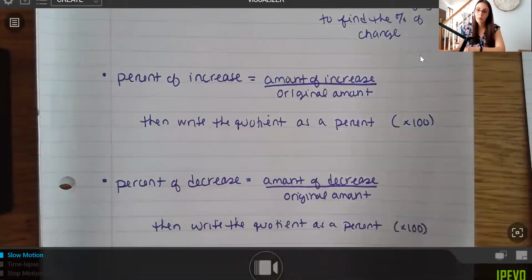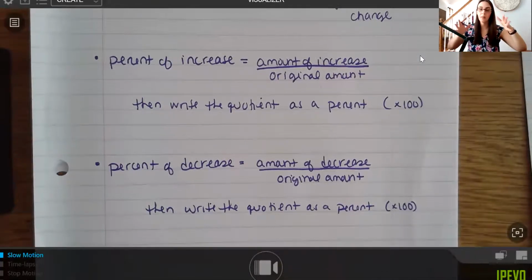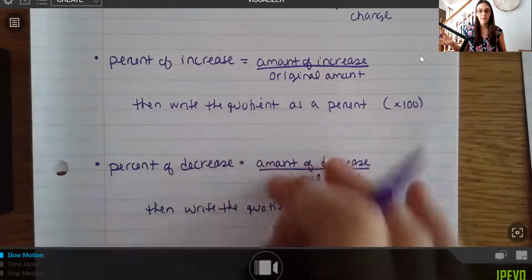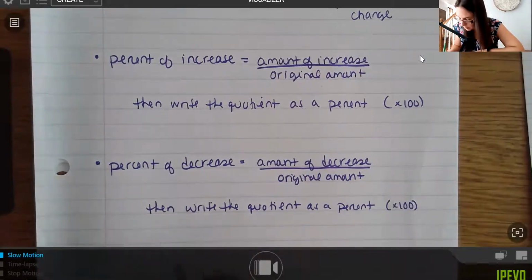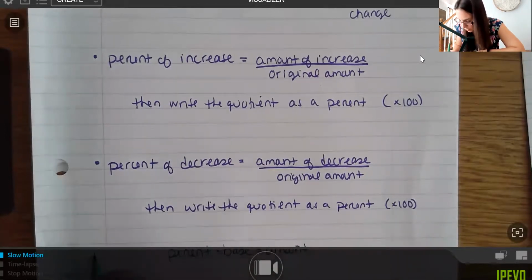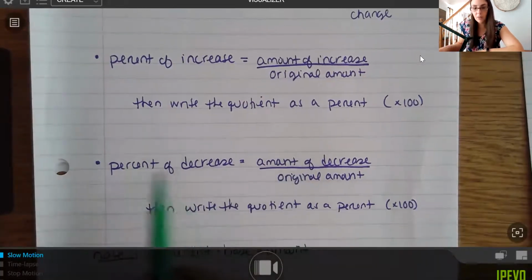Now, again, this is just one way to do it. You actually can still use that original formula that we have been using this whole time, that percent times base equals amount. It just kind of simplifies the process here. So let me show you that in green for a second. So percent times base equals amount. So what we did above here, notice that your percent is already solved for.